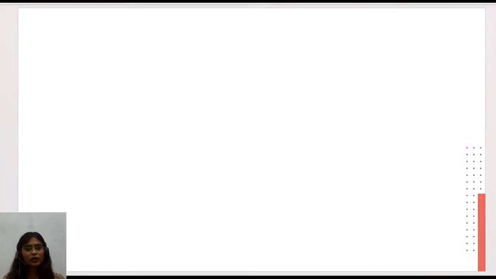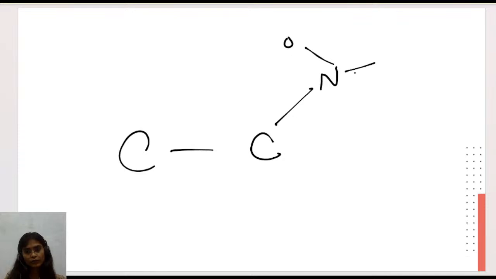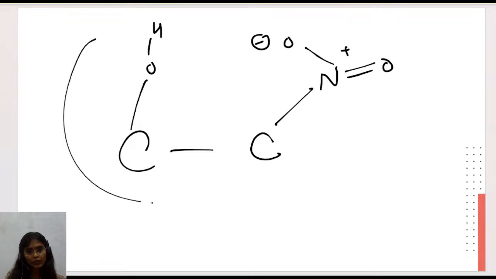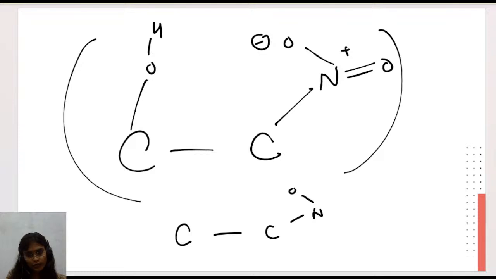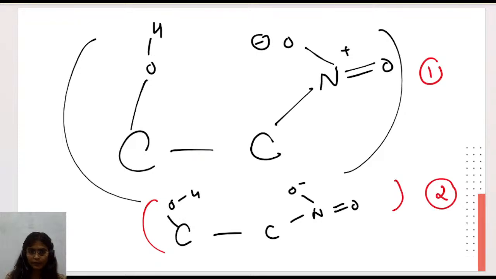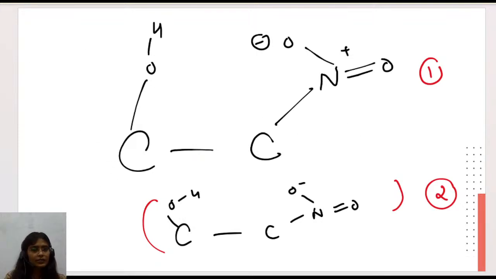Now the second point. For example, let's compare: carbon, and this is nitrogen, O double bond, positive charge, negative charge, O, NH. This is molecule number one. Let me form one more: carbon, nitrogen, O negative, double bond, O and H. This is molecule number one and this is molecule number two. Yes, there's the first possibility like the previous one: this oxygen combined with this hydrogen, the same intermolecular hydrogen bonding.